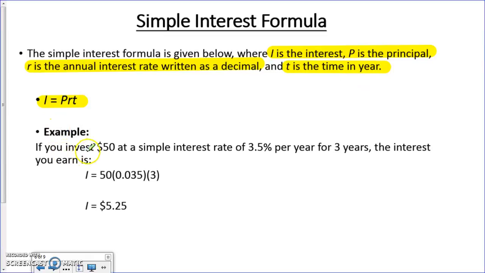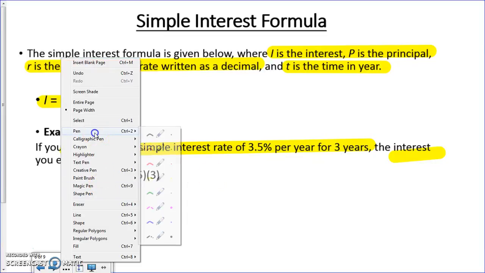Example, if you invest $50 at a simple interest rate of 3.5% per year for 3 years, the interest you earn is, so they're asking for the interest. So all you have to do is identify your P, R, T and substitute those values in and multiply. The initial amount, if you invest something, will always be your principal. Your percent, whatever they give you as percent, that's your interest rate.